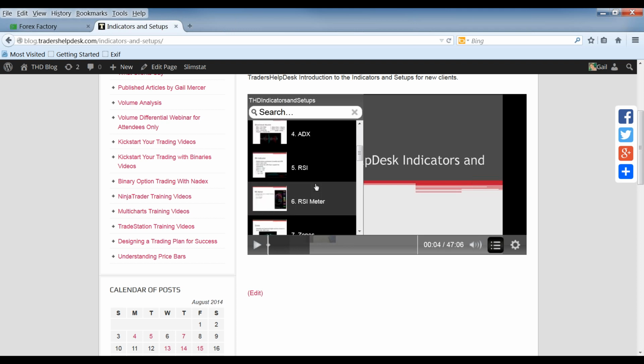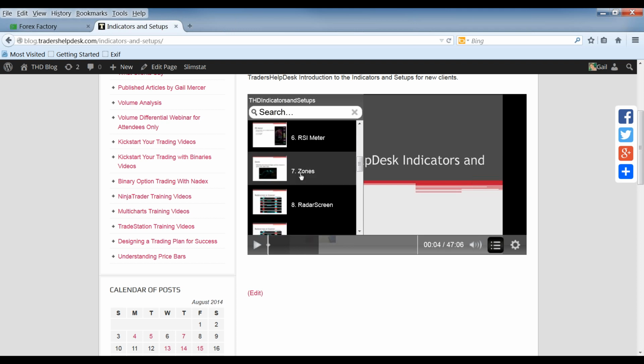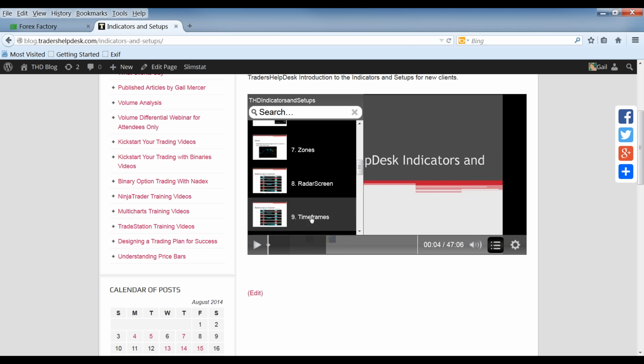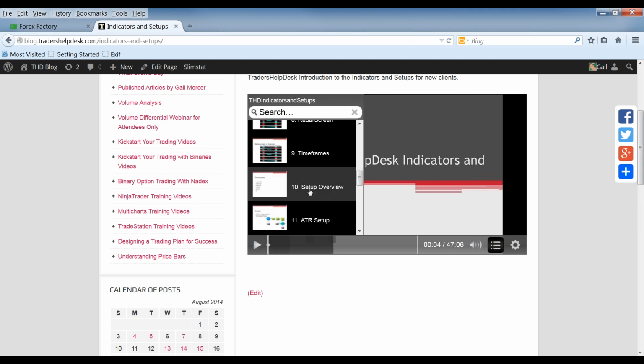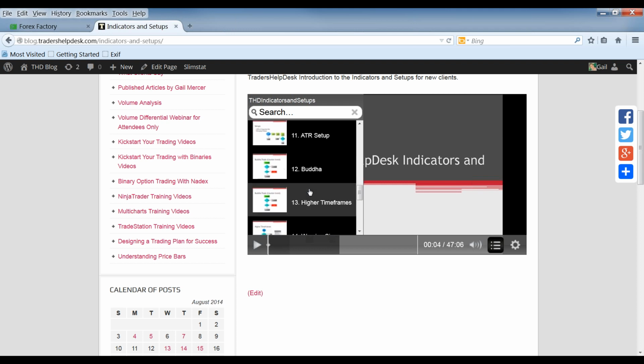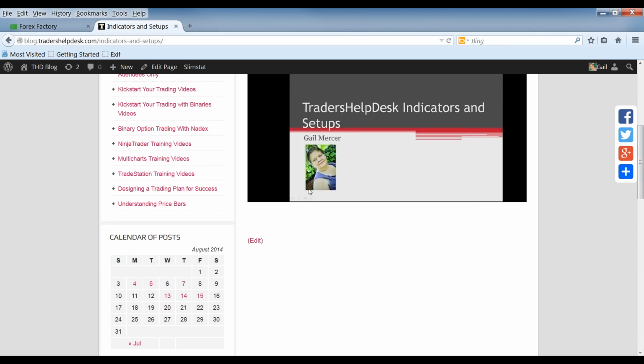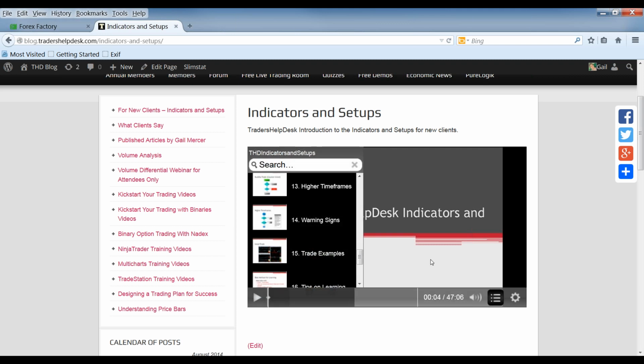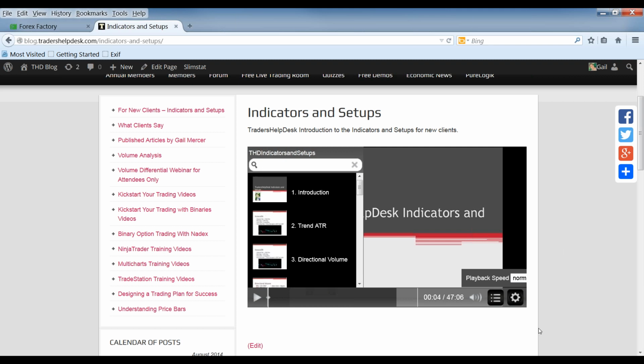I go through all of the indicators, tell you what the indicators are, go through the radar screen, also go through the time frames, the setups, the ATR setup, the Buddha trade setups. Everything is actually there. I may have to work on it because I don't think you're getting to the full screen mode from where it's at. So I may have to go back and kind of redo this to give you the full screen setup, and I'll do that later today.